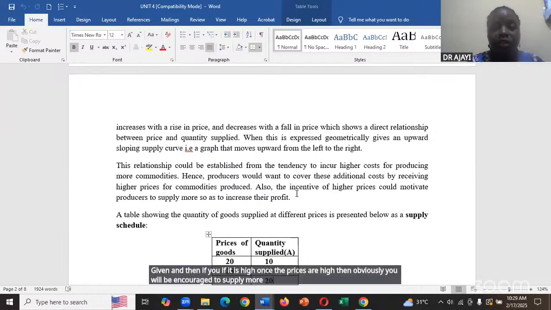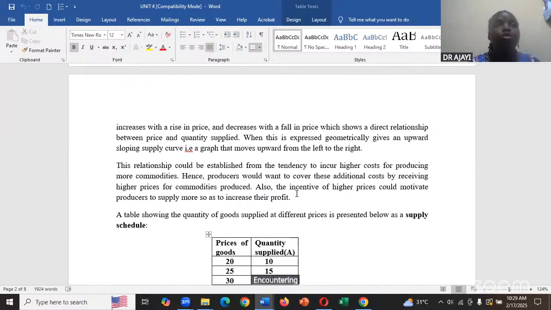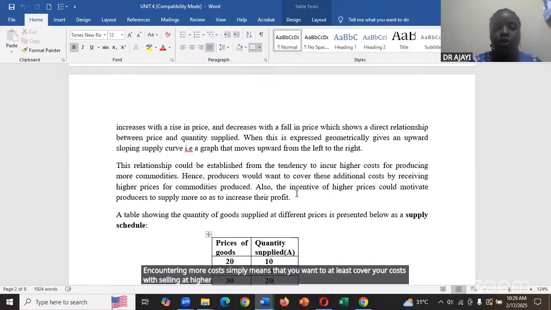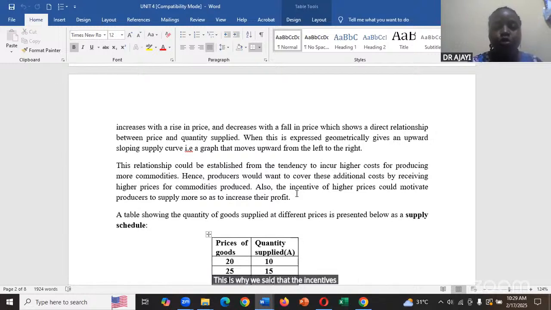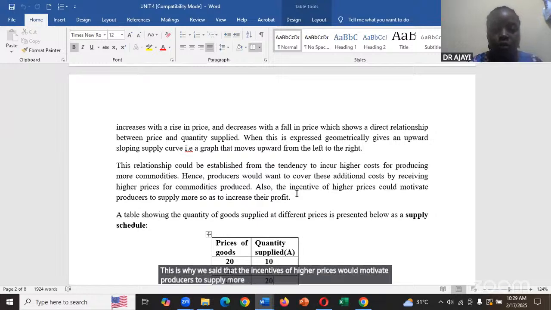Now, this relationship is established from the tendency that you incur more cost in producing more commodities, and incurring more cost simply means that you want to at least cover your cost by selling at higher prices. So this is why we say that the incentive of higher prices would motivate producers to supply more so as to increase their profit.